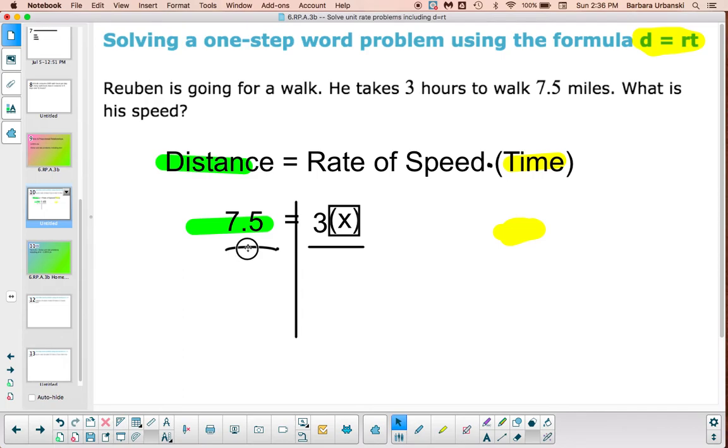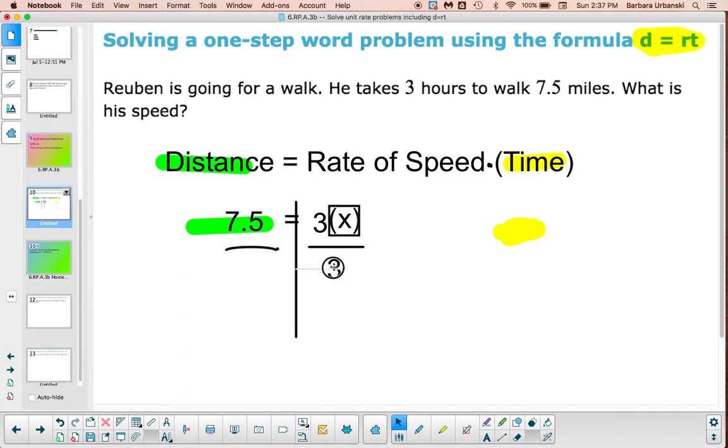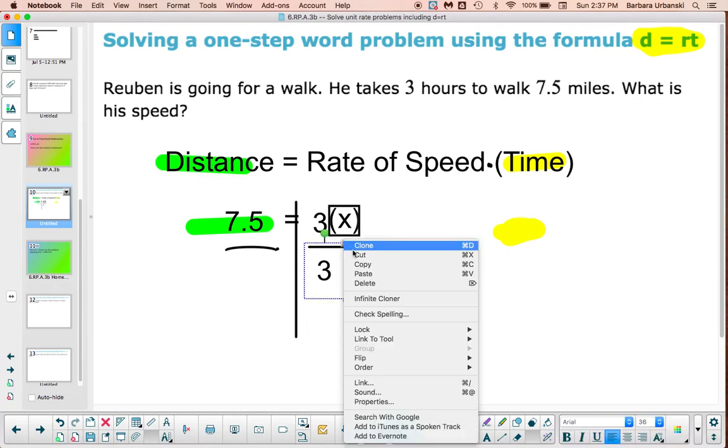Well, you've got your fraction bars. You are going to divide. What do you divide by? You always divide by the coefficient to the variable, which happens to be a 3. Okay, it happens to be a 3. And again, whatever you do to one side, I'm going to move that here. Whatever you do to one side, you need to do to the other. So I'm going to go ahead and try to clone this. It's going to let me.